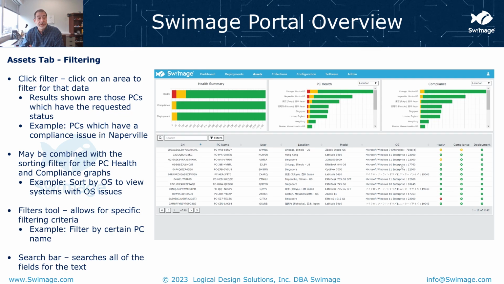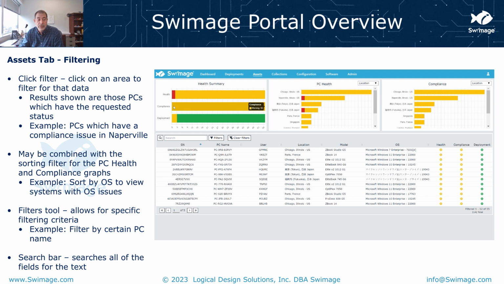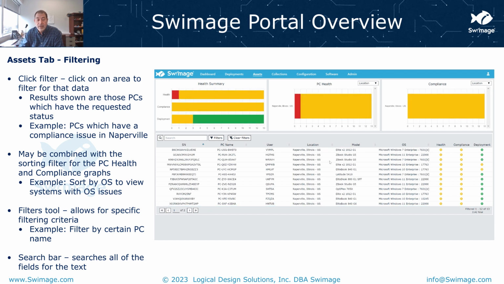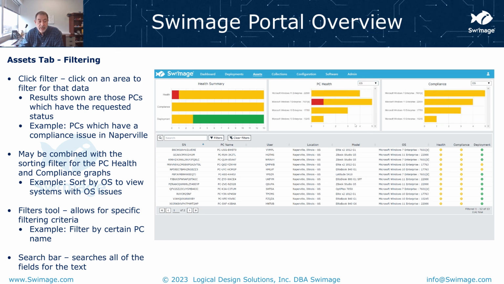The quickest of these filters is the click filter. So say we wanted to see what machines have compliance warnings in Naperville. I click on compliance and you'll see how it breaks it all down to just the machines that have compliance issues. Then if I click on Naperville with the compliance issue, you'll see that I now have just those machines that are from Naperville with that compliance issue. I can also then switch to an OS to see if there's a specific OS that's having compliance issues, and again break that down by that.